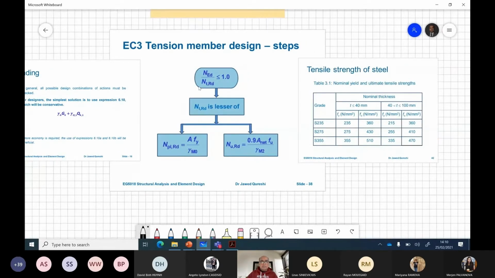In terms of tension member design, NEd over NtRd means demand versus capacity. The utilization ratio should be less than or equal to 1. And NtRd was the lesser of these two values, where on the left side, NplRd was dependent on the gross section, and NuRd, ultimate resistance, was based on the net section, where we took into account the effects of holes. We determined this fy and fu from this Table 3.1.